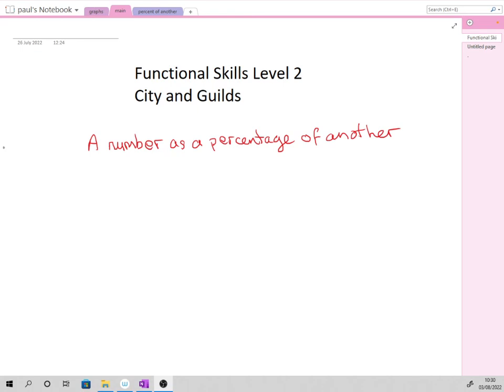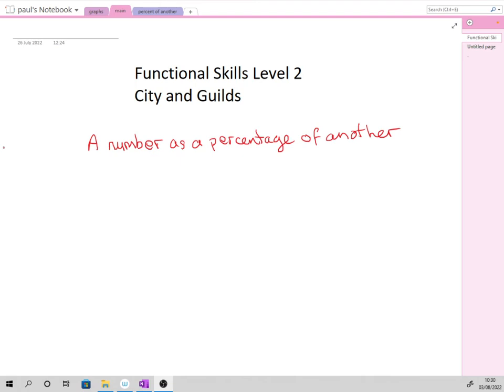Hello, here's a lesson. This is another percentage lesson, and what we're going to do now is a number as a percentage of another. What does that mean? Well, if we're given a number, a quantity, we want to know what percentage that is of the whole.